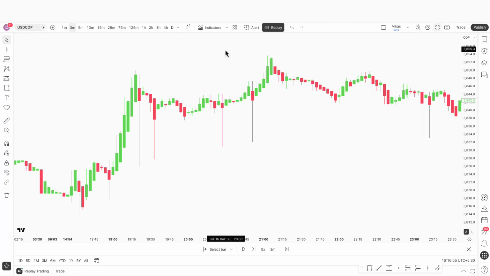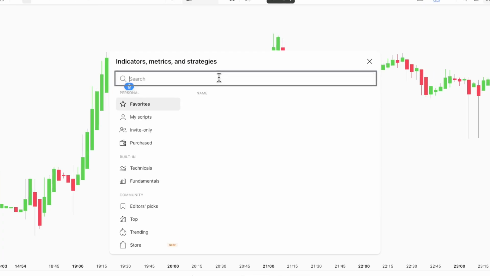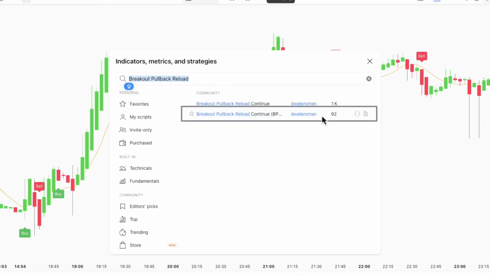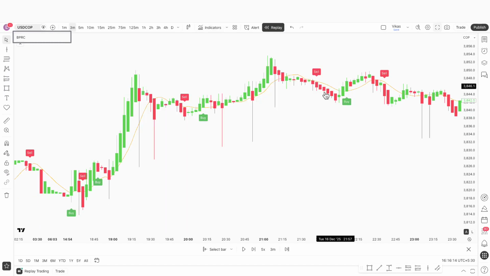And don't sweat the time frame either. Next, you'll want to find those magic indicators. Head over to the Indicators tab and search for the Breakout Pullback Reload. Select the indicator made by Dwartersman and add it to the chart.